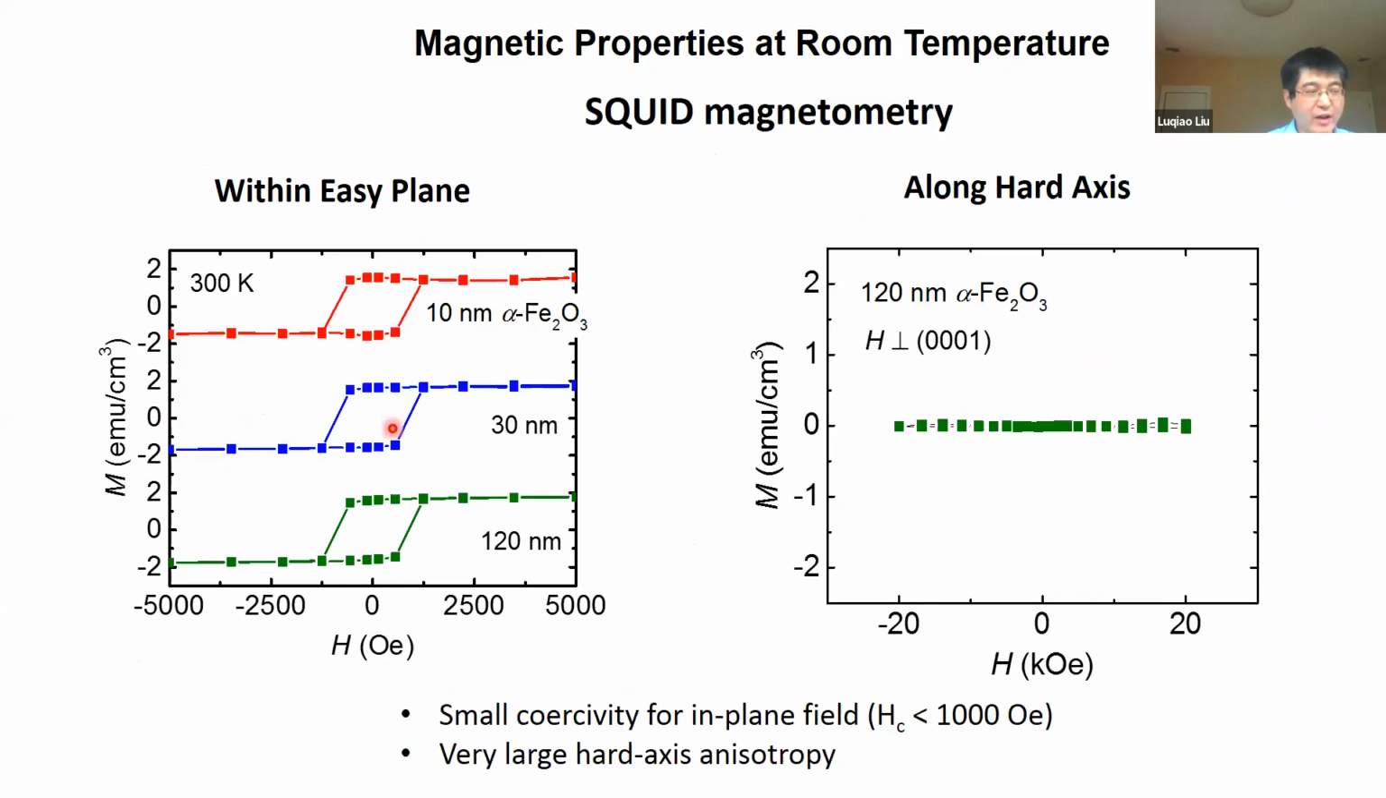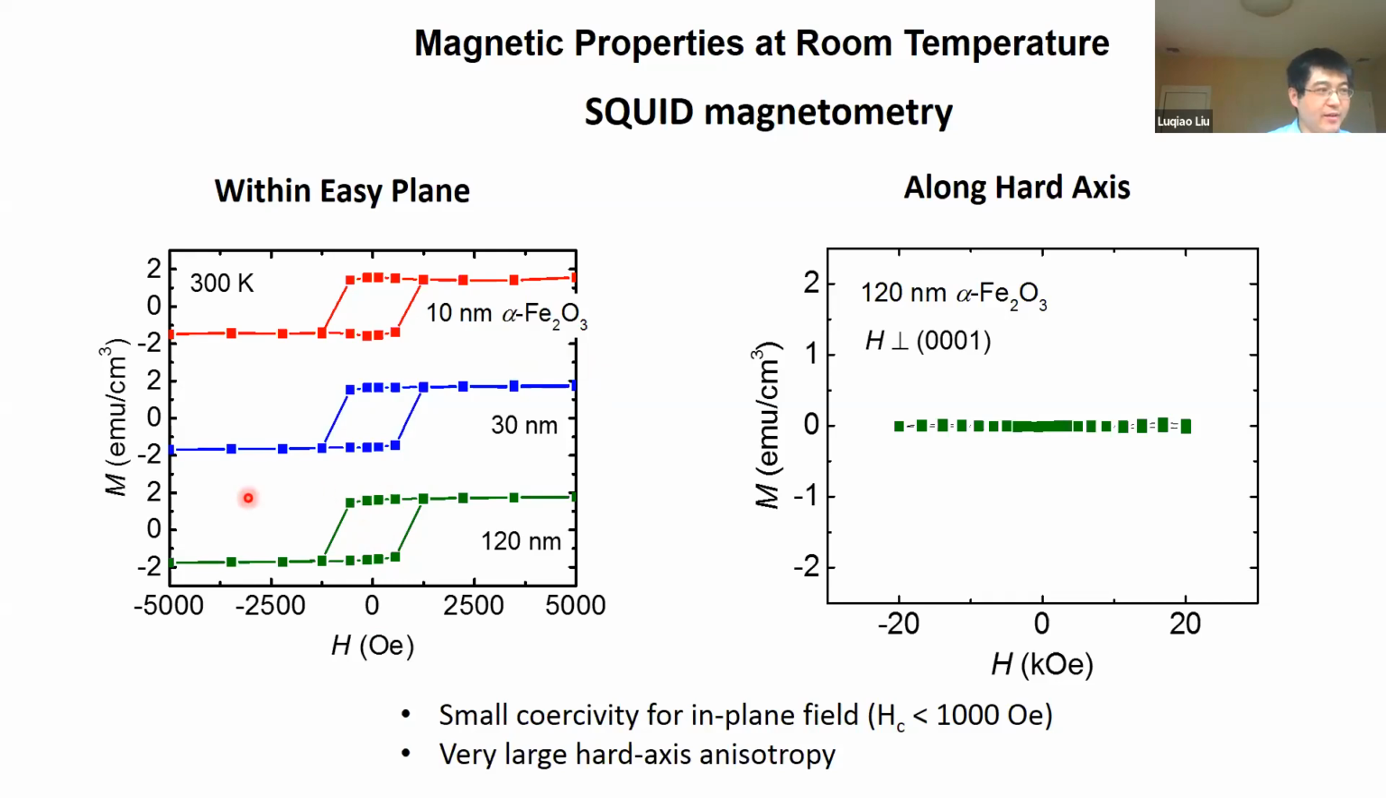So you can imagine you have to be very careful to separate the contribution of the substrate. Any diamagnetism or paramagnetism from the substrate needs to be subtracted correctly. Also, if there is any contamination inside your lab, you will probably get very strange results. But after you carefully get rid of those contributions, you can get the MH curve for alpha iron oxide.